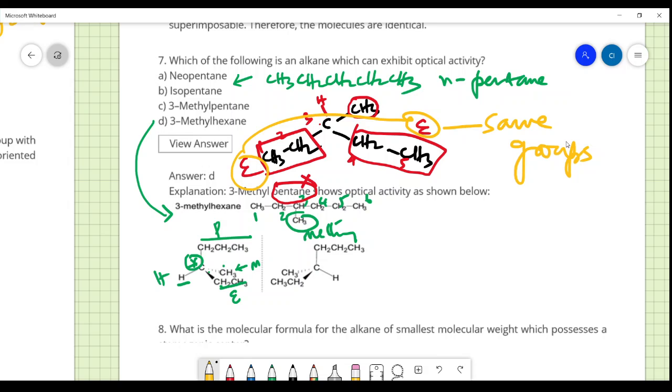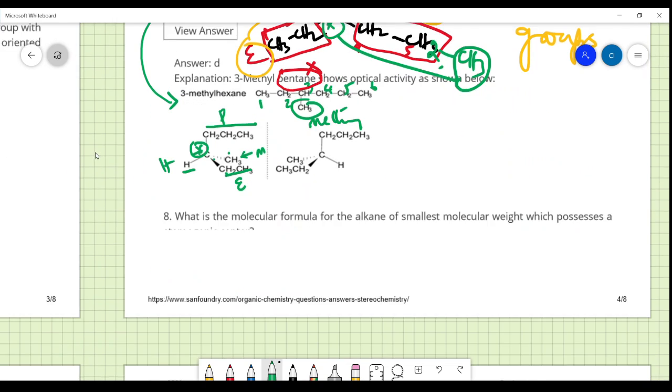same groups will not give the answer. But rather, if you have one more, you use just CH3 and CH3, you will get hexane. So it should actually be explained for hexane, and you will get an asymmetric carbon atom there if you have hexane. So D is the right answer there, 3-methyl hexane.